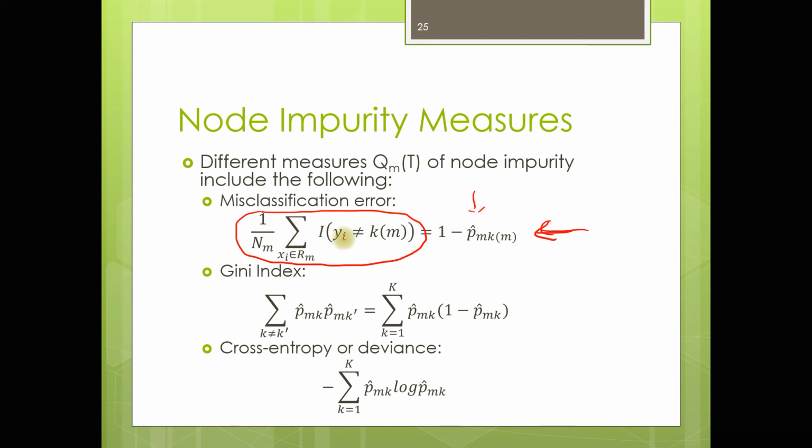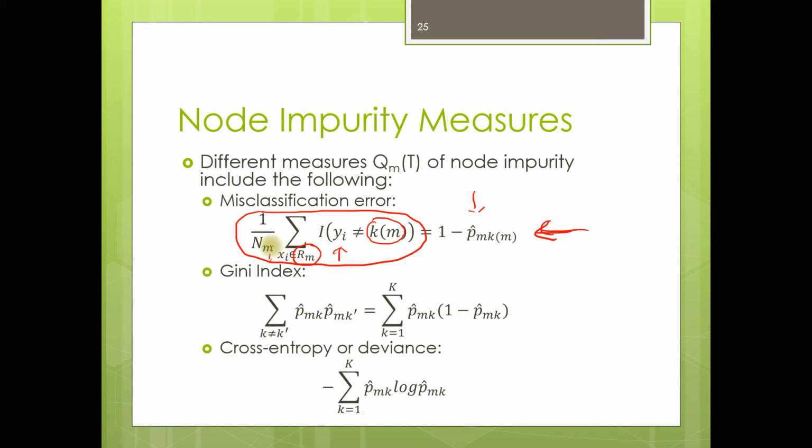This one tells you what you need to look at: your observation yi, that is the true values of yi in your data set. If they are not equal to the argument k that maximizes p cap mk, what we are going to do is that we will return 1. Otherwise, we will return 0. Within, of course, a particular region. Do not forget, we are not talking about the whole data set. And then you will divide by the number of observations within that region.